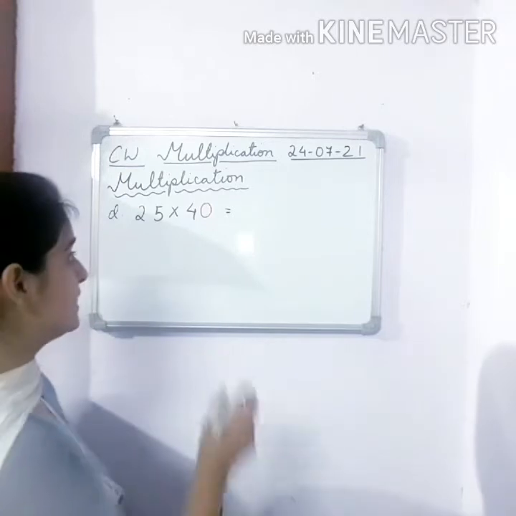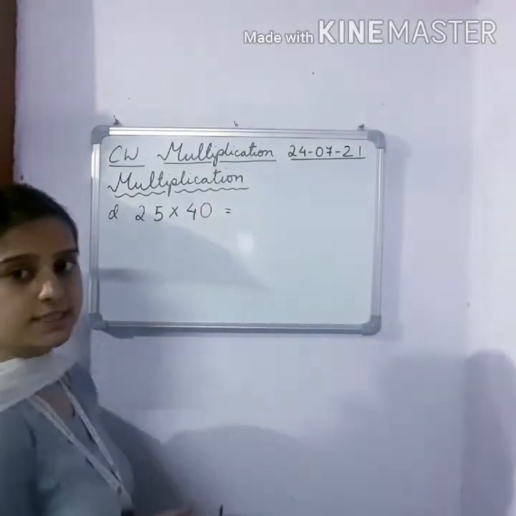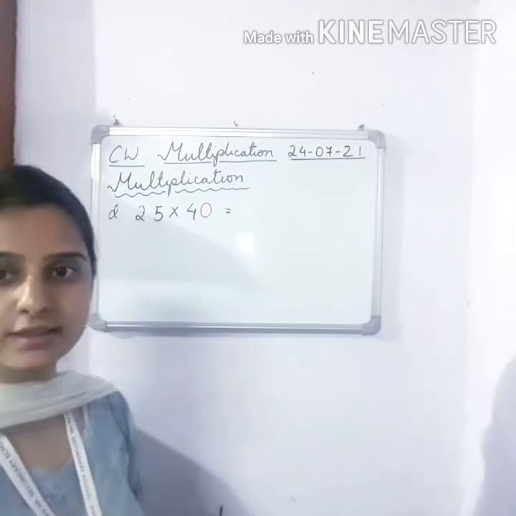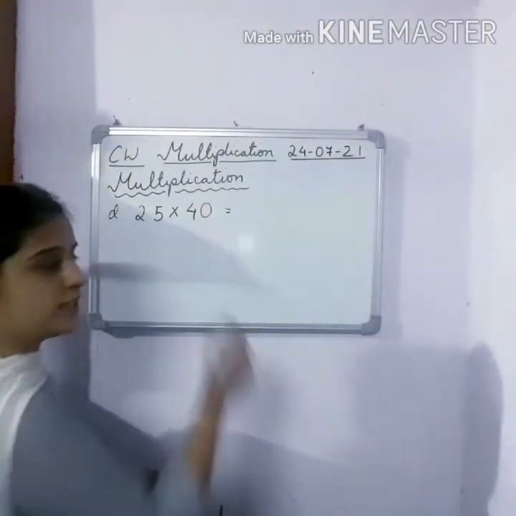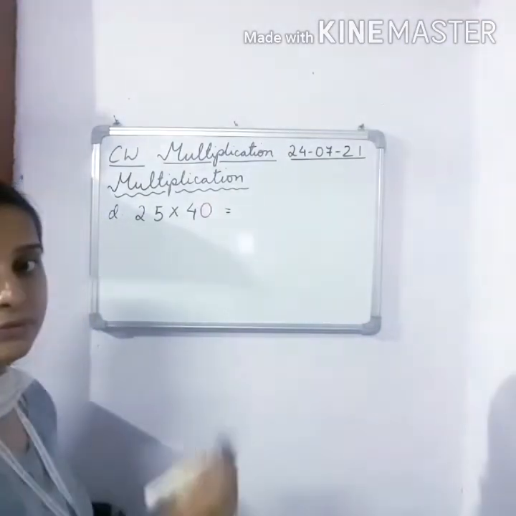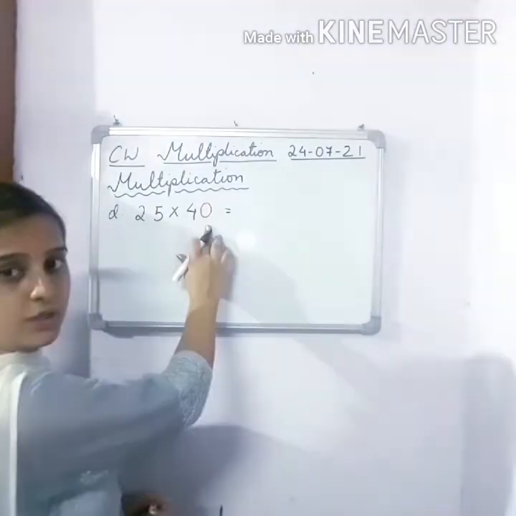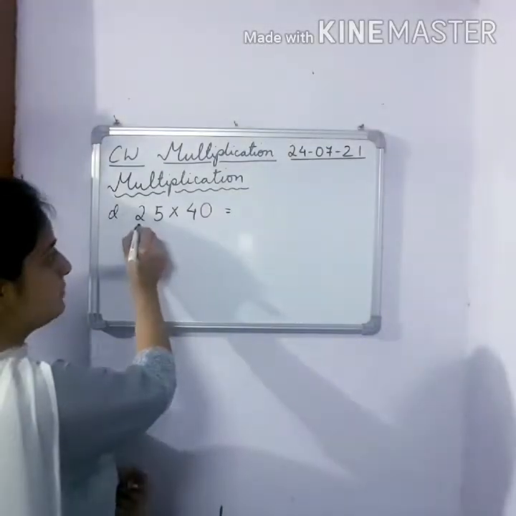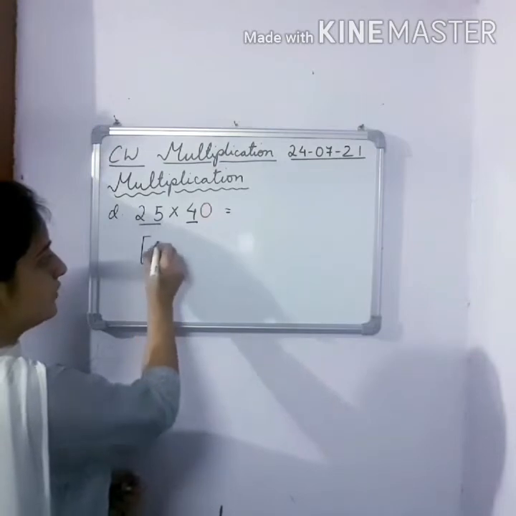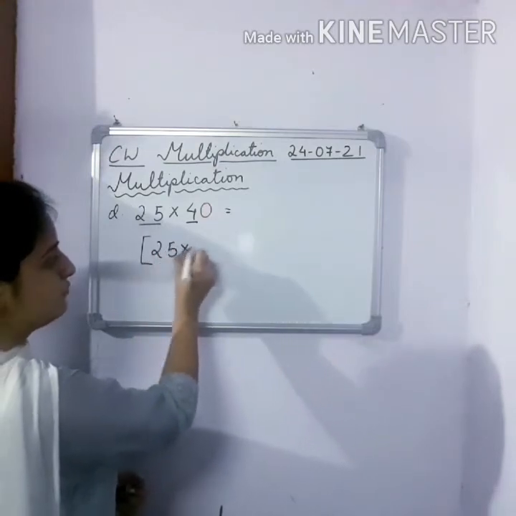Now children, let's multiply by 40. So this is neither 10, 100 nor 1000, right? So this is 40. The same thing we will do here, children. Don't worry. First we will multiply. Don't see 0. First we will multiply 25 with 4.